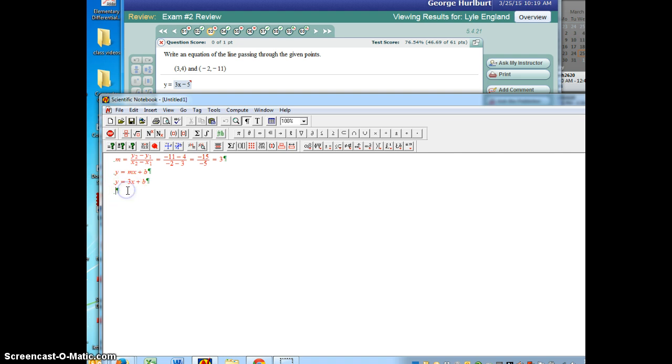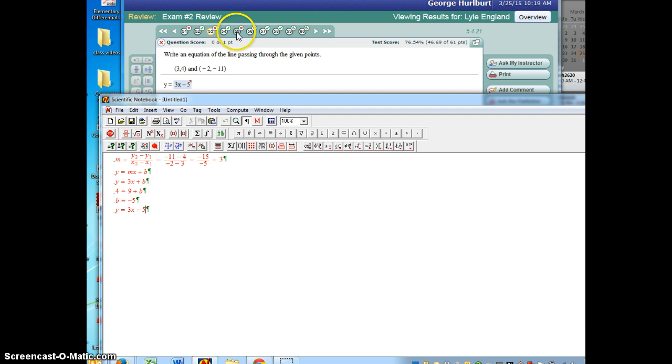So I plug 4 in for my y number. 4 equals, I plug 3 in for my x number, 9 plus b. Solve, b equals negative 5. So that means my answer is y equals 3x minus 5.